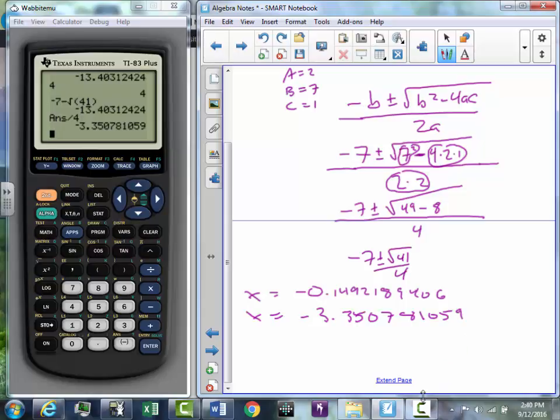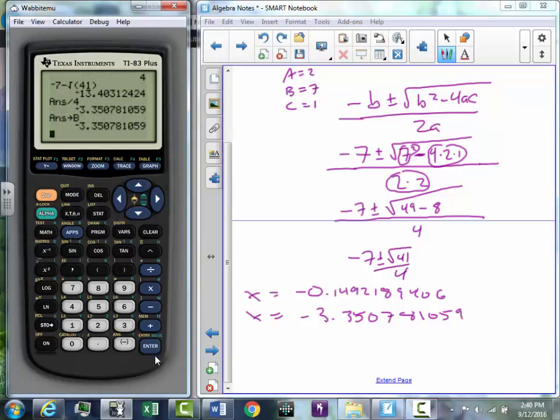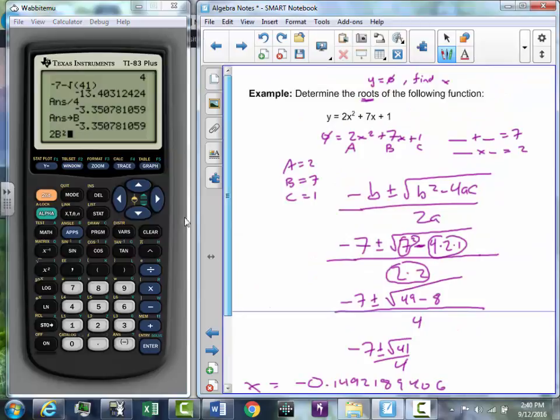One more time, just to prove to you that this actually will work, I'm going to store this. I'll store this one as b, just to keep them separate. If I go 2 times b squared, what was the equation again? Plus 7b plus 1. If I did it right, it should equal 0.